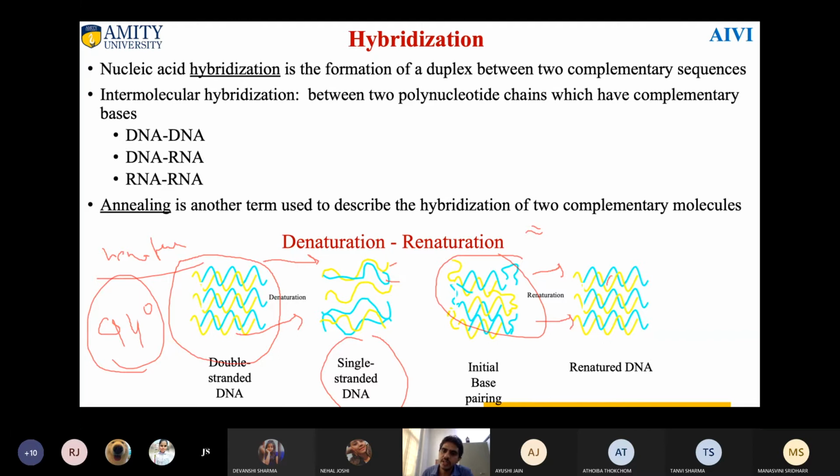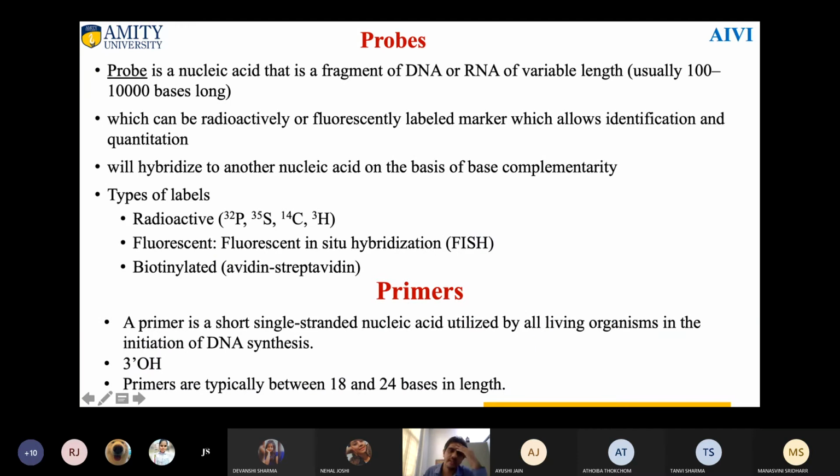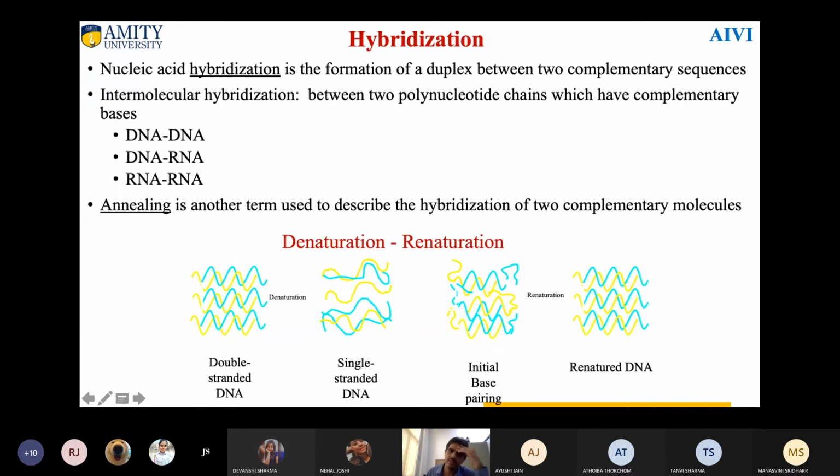If this gets inserted in between, and it is radio-labeled, it will give radioactivity; if it is fluorescent-labeled, it will give fluorescence activity. Similarly, with biotin and avidin, separately, they are going to show a respective signal. As I mentioned, one more thing here is temperature.